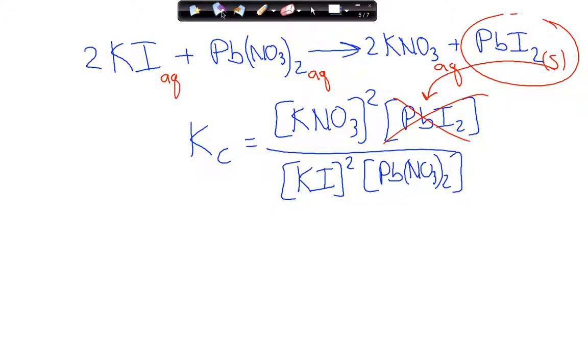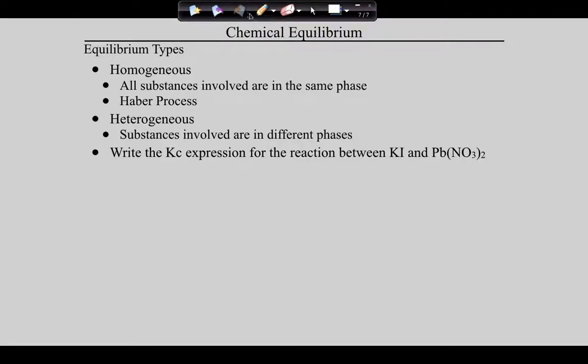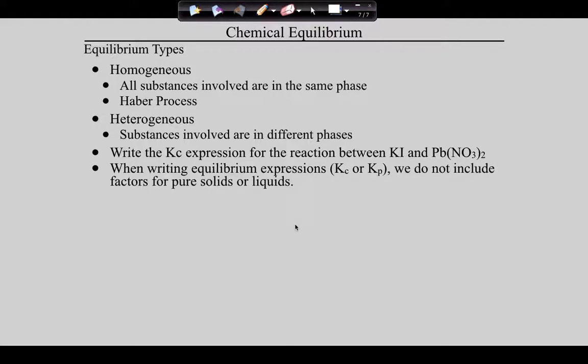Do you see how this fits into our conversation? This is heterogeneous, right? We've got aqueous ions and a solid. They're in different phases. That makes it heterogeneous. And guys, many times you will see this in heterogeneous systems. But it doesn't stop there. Liquids are the same way. So guys, when you are dealing with heterogeneous equilibria, you will always disregard pure solids and pure liquids.